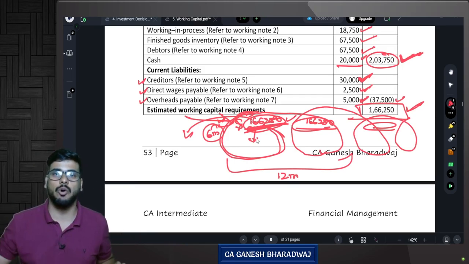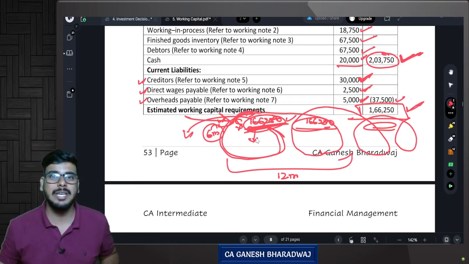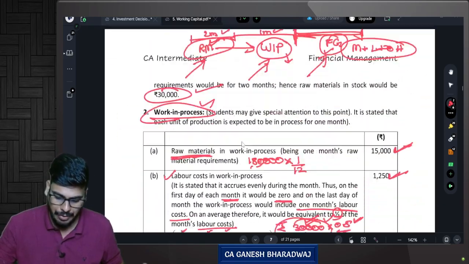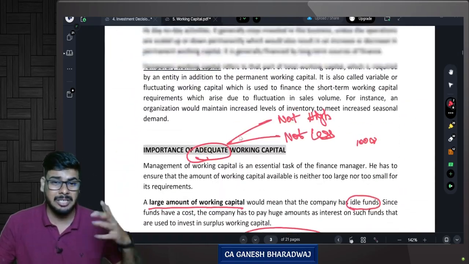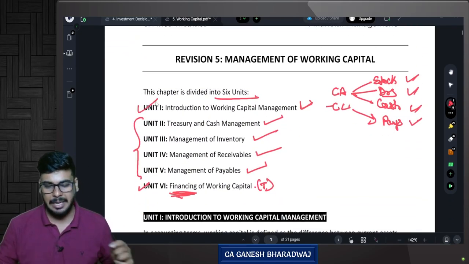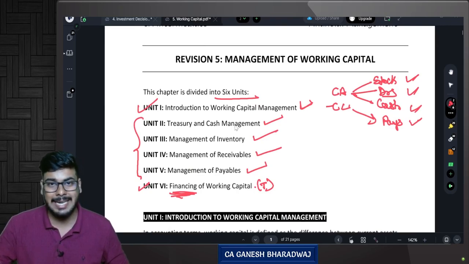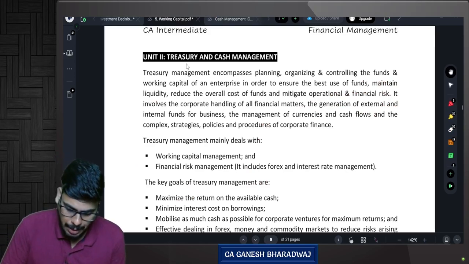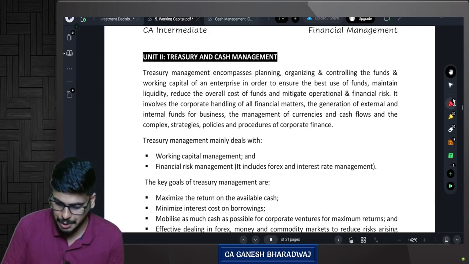So this is the overall story about working capital, the first unit of working capital management. With this, we have finished the first part, which is the most important part, which is the introduction to working capital management. So now let's go to the second unit, which is treasury and cash management. Now, let's get into the second unit of this particular chapter, which is treasury and cash management.